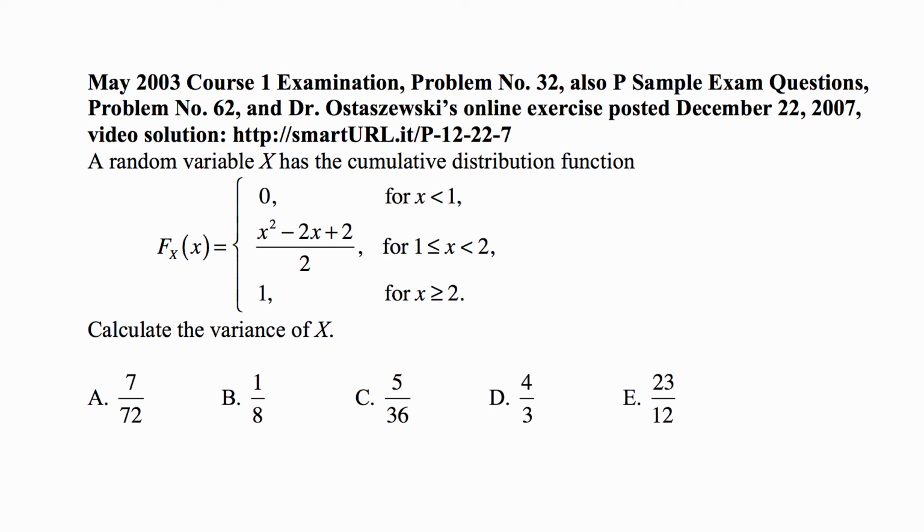Here's a problem for today. A random variable X has the cumulative distribution function, which is 0 for x less than 1. It's (x squared minus 2x plus 2)/2, the whole quantity divided by 2, for x between 1 and 2. And then it's 1 for x greater than or equal to 2. Calculate the variance of X.